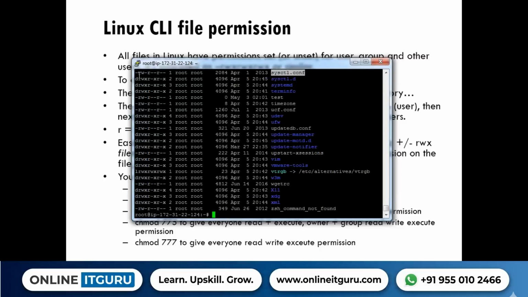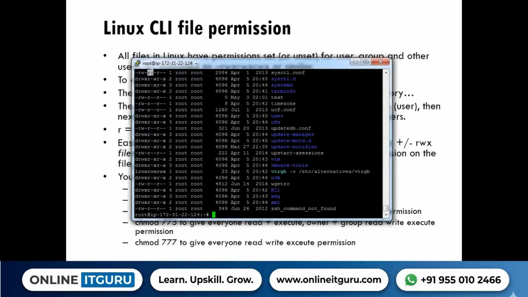So for example, if you see this ctl.configuration file, how exactly is it displaying? These three characters are showing R, W, dash. R means read, W means write, and hyphen means no permission; if X is also there, then execution permission will be available for the owner of the file.